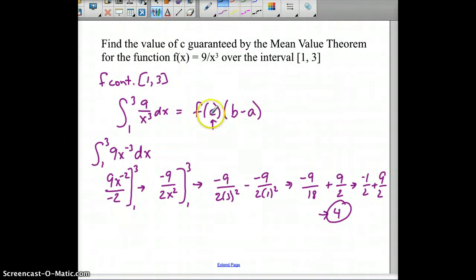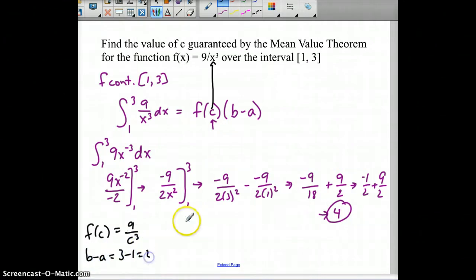So let's plug in what this side is. We've got f of c, so that means you take the c and you plug it into the f function. So f of c will be 9 over c cubed, and b minus a is 3 minus 1, so that's 2.